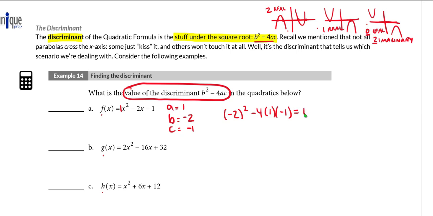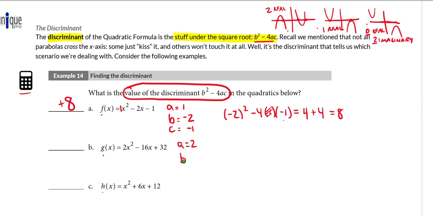I'm not going to do this in my calculator. You can use your calculator here if you want to, but -2 squared is +4. We're going to be adding 4. That's -4 times -1, which is +4. The 1 is kind of irrelevant here. -4 times -1 is +4. So we're getting a +8 for our discriminant. We have a positive discriminant. Let's move on to function g.